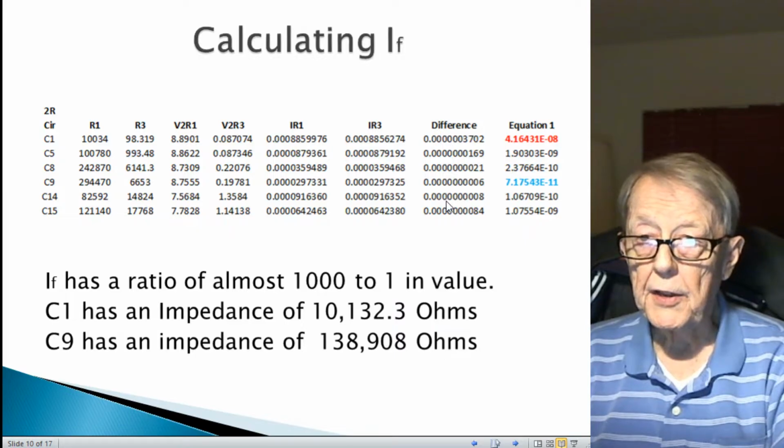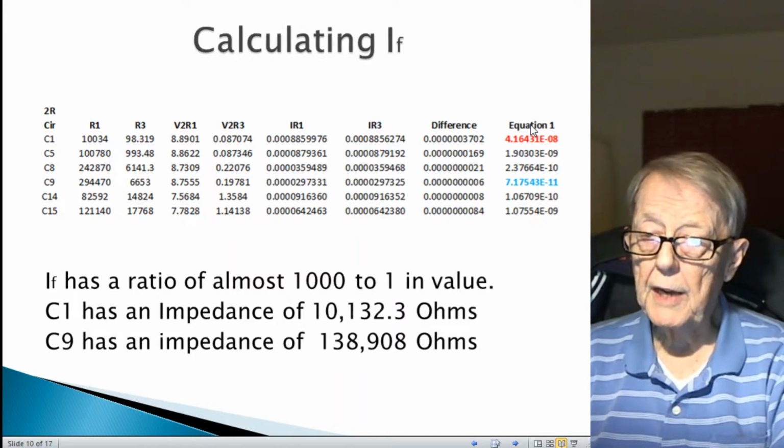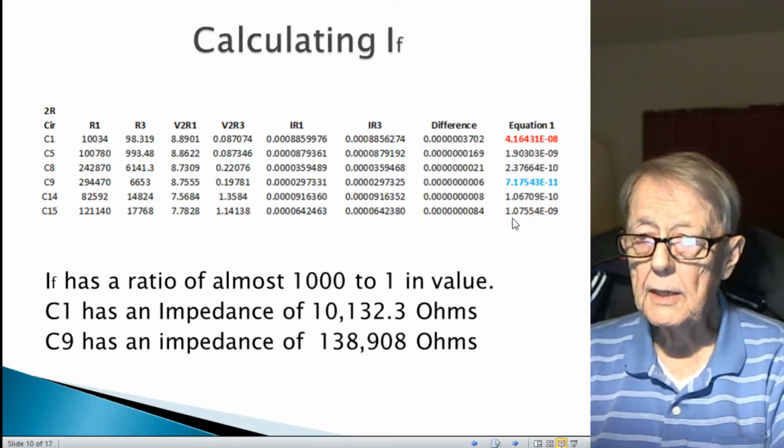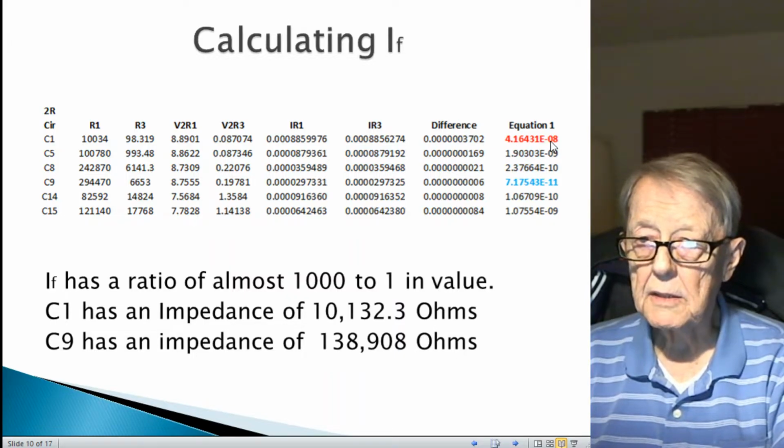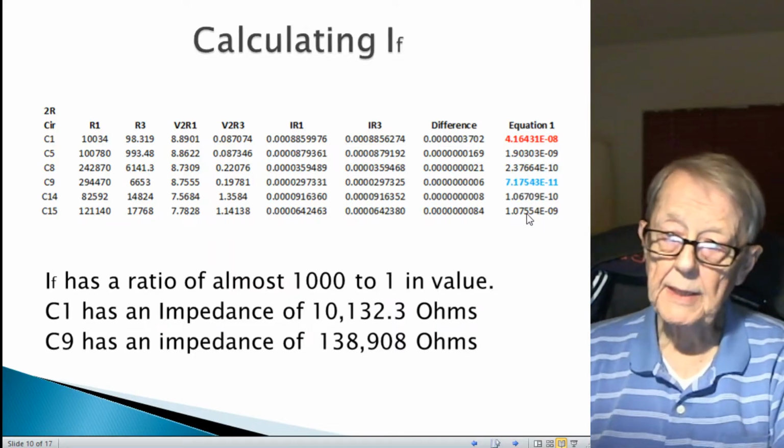This is the difference. These are all positive differences. And this is that equation for I sub f. And look at the range. The red is the highest value, 4 times 10 to the minus 8. Lowest value, 7 times 10 to the minus 11.